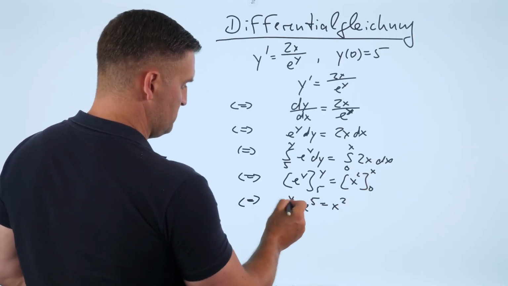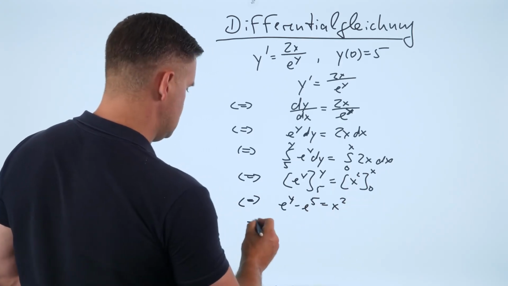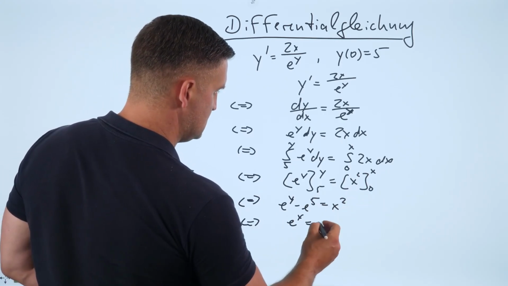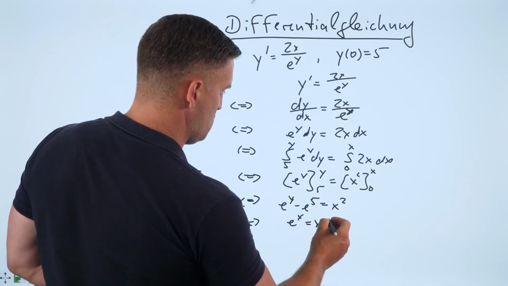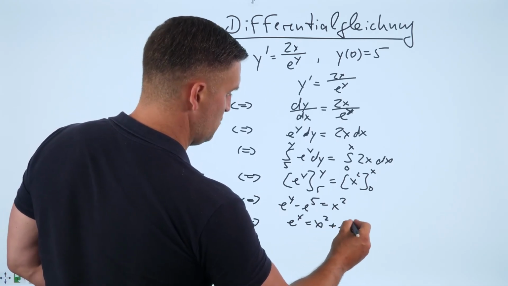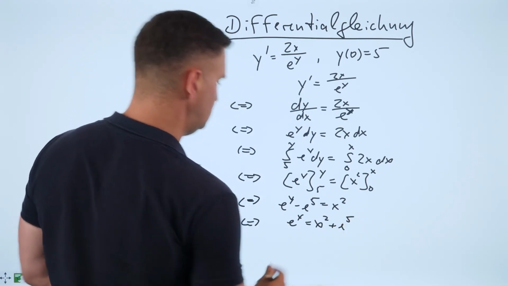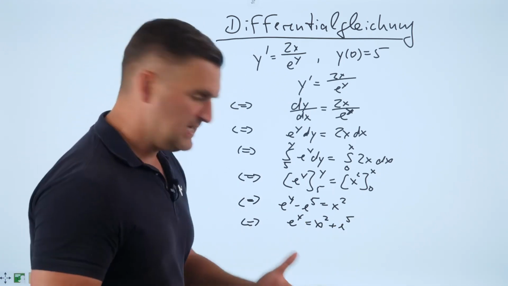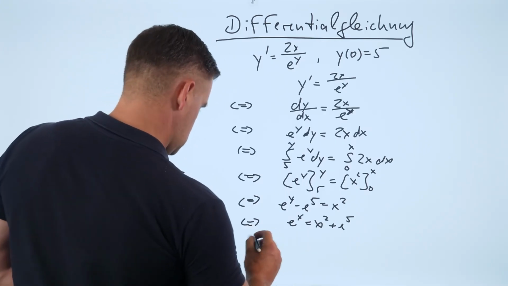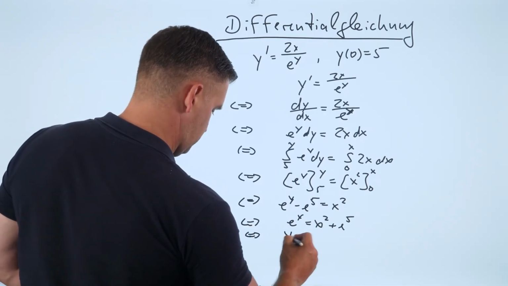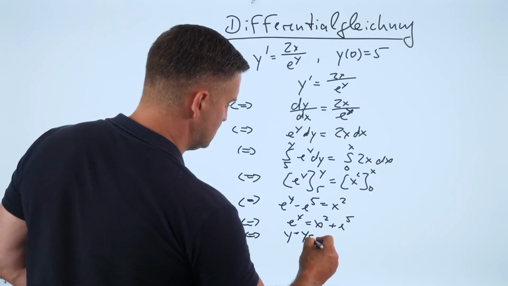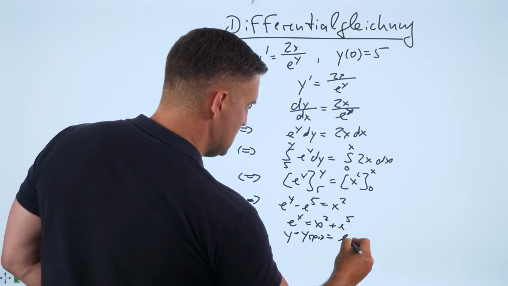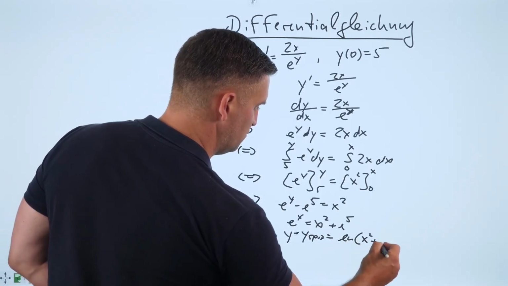Now we want to solve for y, move the e to the power of 5 to the other side. E to the power of y is then equal to x squared plus e to the power of 5. And now, accordingly, we need to solve for y. What do we need for that? The natural logarithm. And with that, we arrive at the particular solution for y equals ln of x squared plus e to the power of 5.